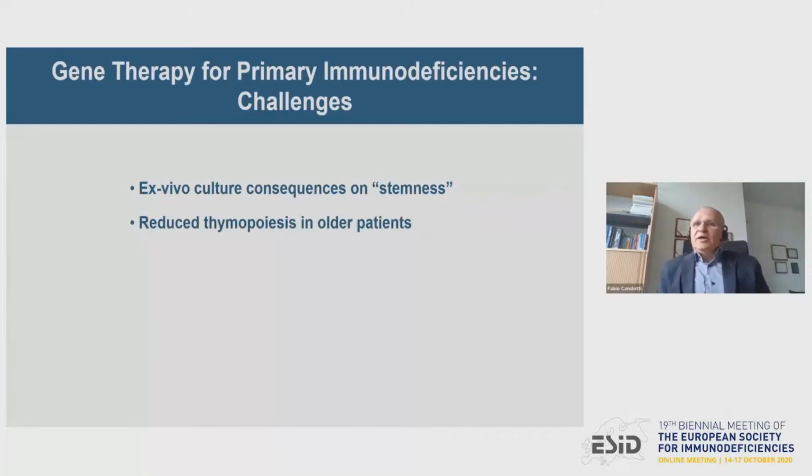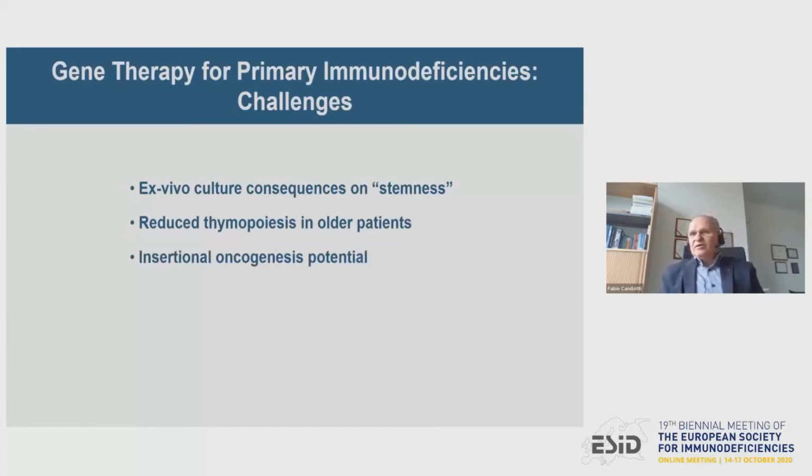One issue that is in common between hematopoietic stem cell transplant and gene therapy is the difficulty of treating older patients in which the function of the thymus has been reduced due to age, and gene therapy has not yet been able to resolve that question, even though recent experiments of gene therapy for Wiskott in older patients have shown some efficiency and therefore encouraging results.